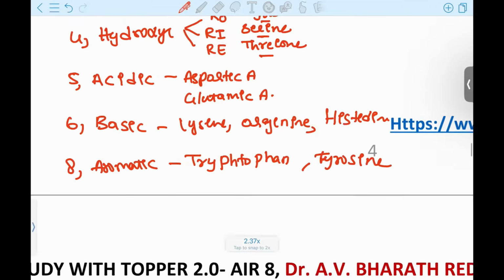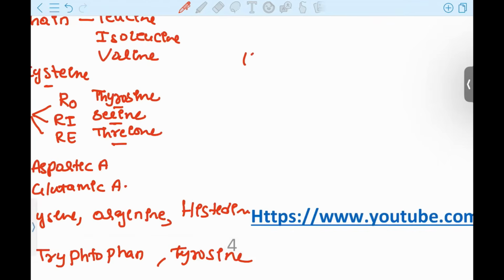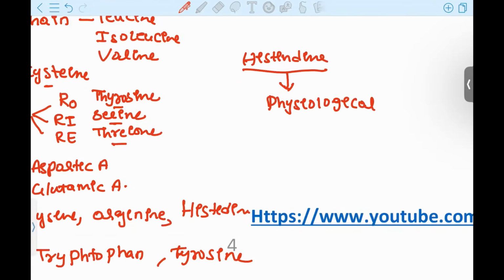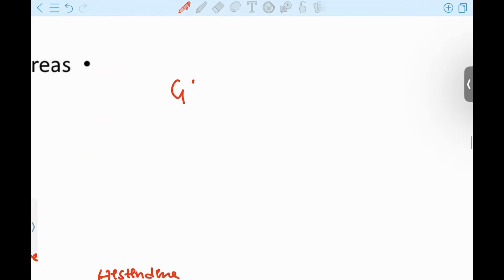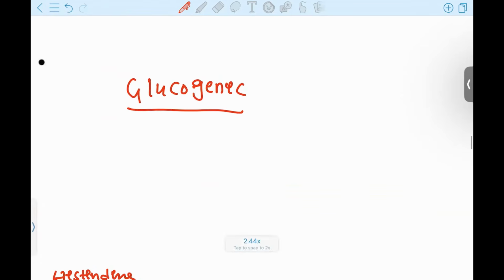And histidine has a specific role. This will work as a physiological buffer. If the pH is low, the histidine will manage it. If the pH is high, it can manage as well. The amino acid that works as a physiological buffer is the histidine. Okay, next, there are some amino acids that are completely glucogenic. These amino acids are only glucogenic. What are those? That is your alanine.